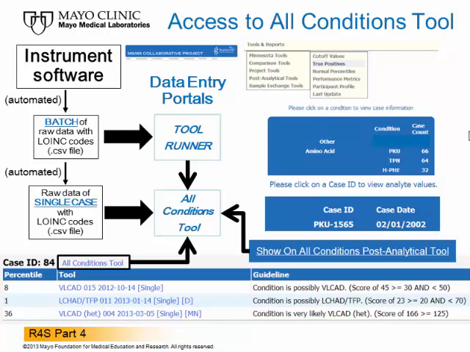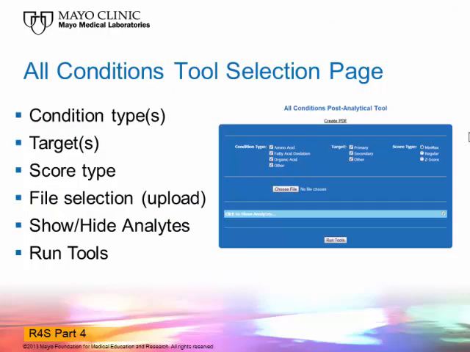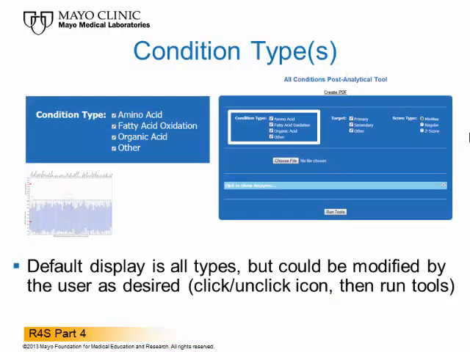This slide summarizes the elements and optional choices available on the selection window of the All Condition tool. The first dialog allows the selection of condition types. The default setting is to show all types, but the user interested to see, for example, only fatty acid oxidation disorders can easily unclick the two other groups and generate a report showing only the scores of tools for this type of conditions.